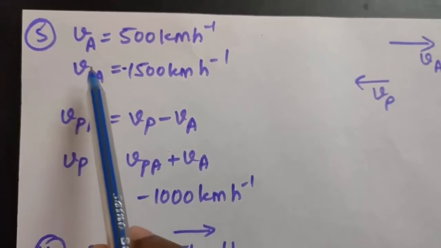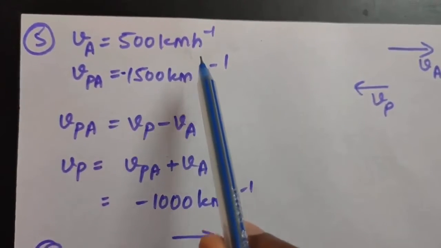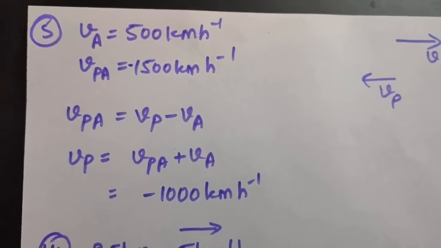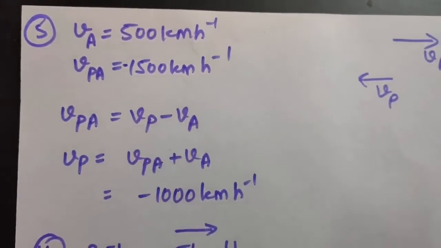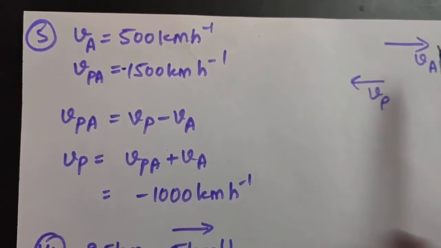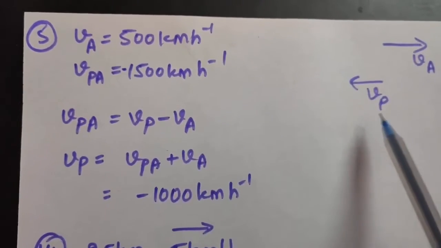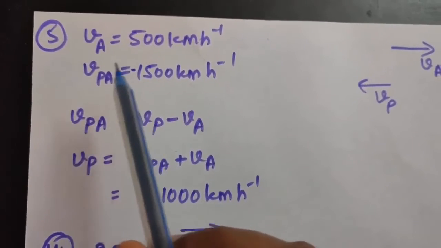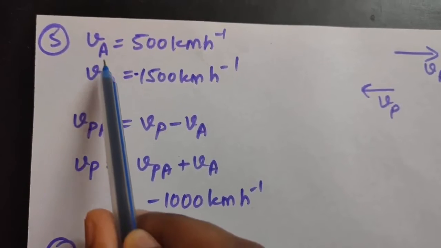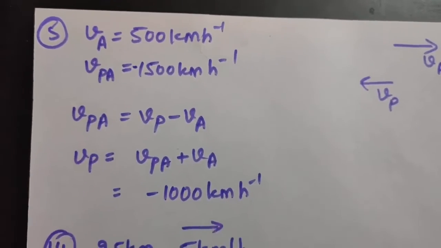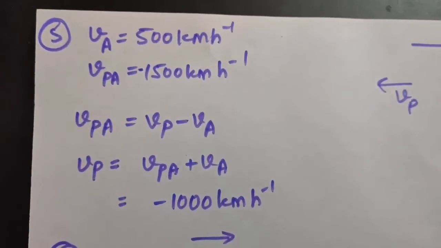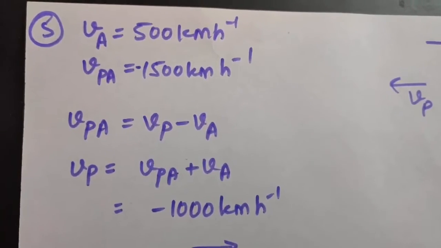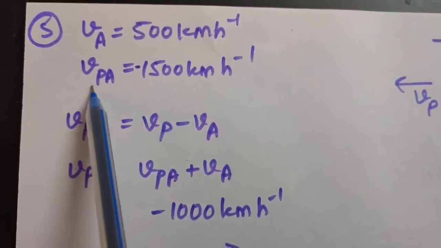Okay, so VA is given to be 500 km per hour in the question, and the relative velocity of P with respect to A is given to be 1500 km per hour. See, if I am taking this direction to be positive, then the velocity of the products will be negative. So I am taking a negative sign here, because the velocity of the products is in the opposite direction to that of the airplane. Now again the question says, what is the speed of the products with respect to the observer on the ground? That is, we have to calculate the velocity of the products.